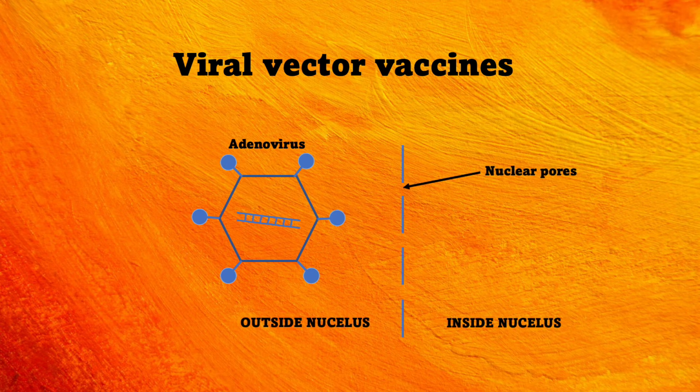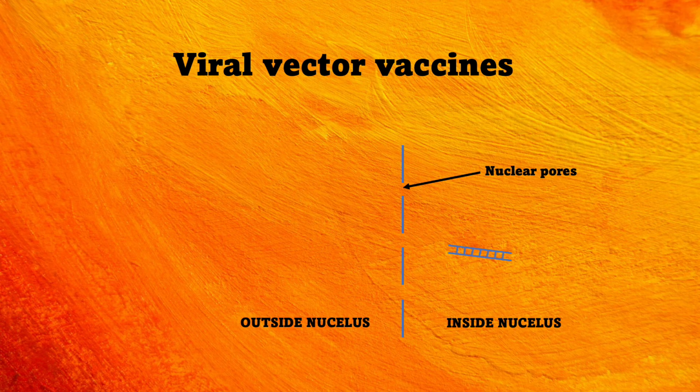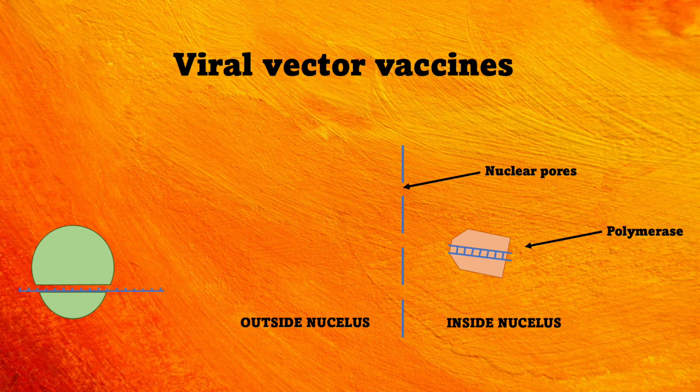Once inside the cell, it sends its DNA into the cell's nucleus through nuclear pores, where it is transcribed into mRNA. This mRNA travels back into the cytoplasm, where it is translated into spike proteins. Once these spike proteins are produced, they can be presented to B cells, which produce SARS-CoV-2 antibodies, ultimately resulting in the same outcome as mRNA vaccines.